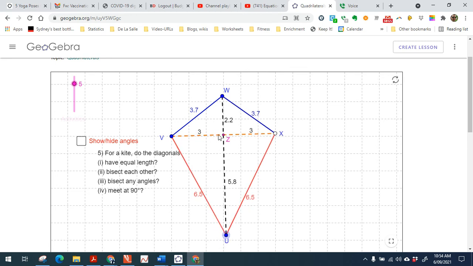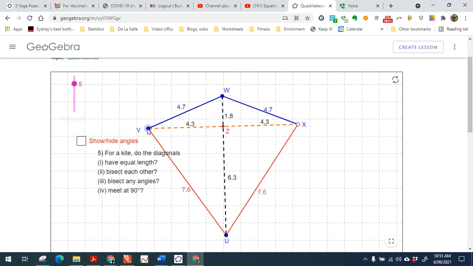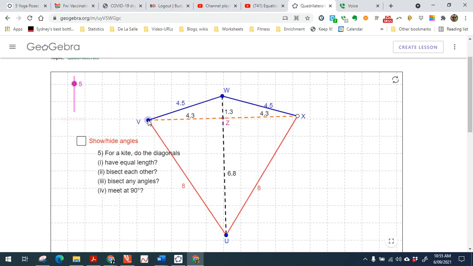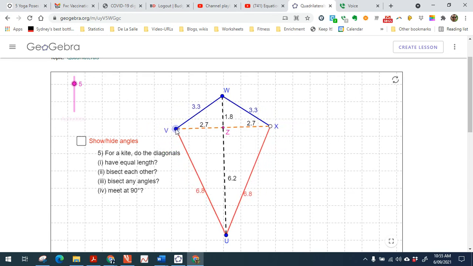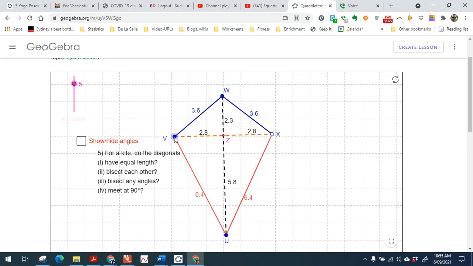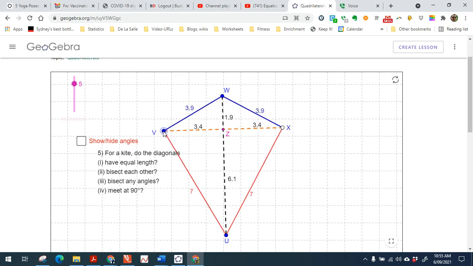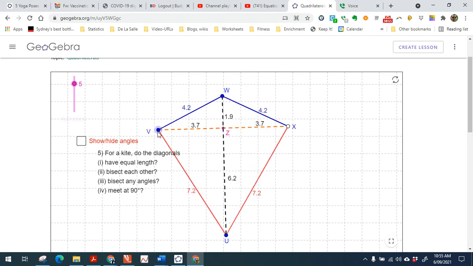But have a look at the orange diagonal. No matter what I do to the orange diagonal, the black one always cuts it in half. Right? You can see here I've got 4.4 and 4.4. So no matter what I do, that orange diagonal is always cut in half by the black diagonal.